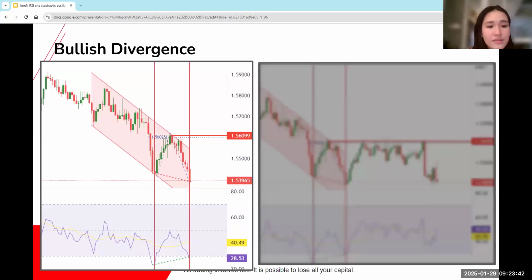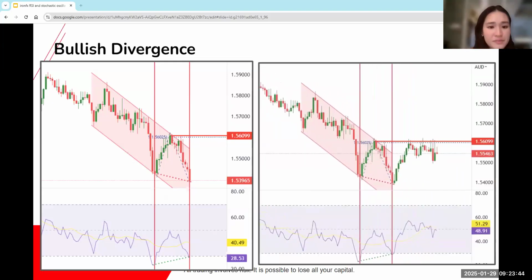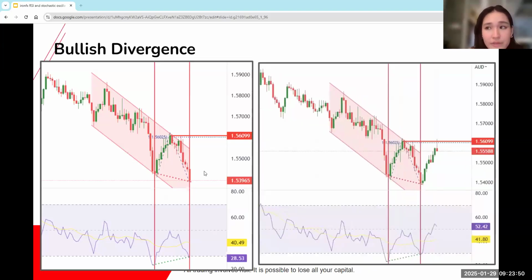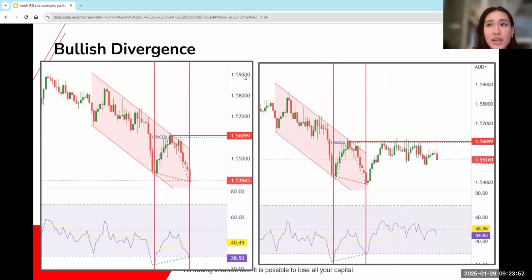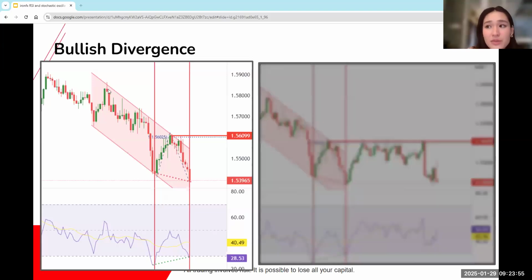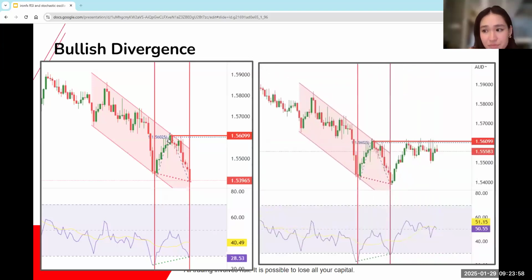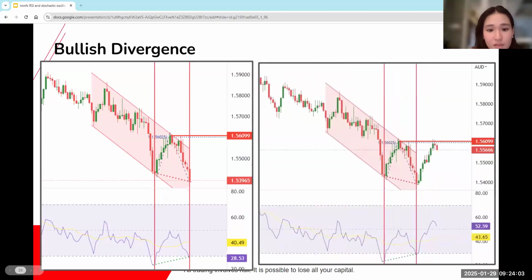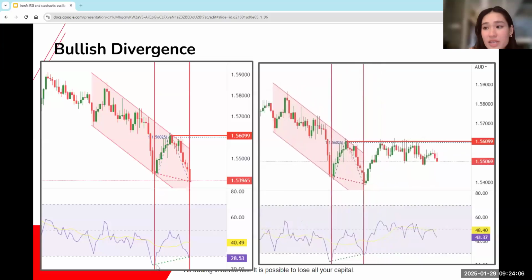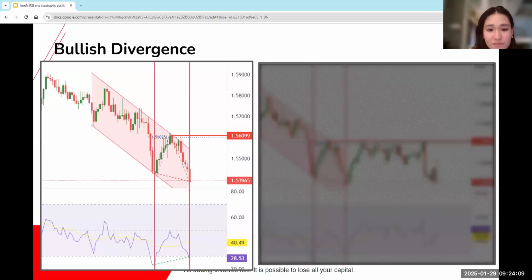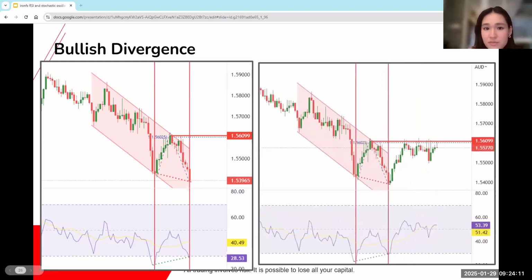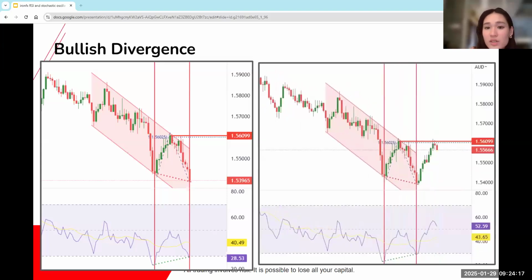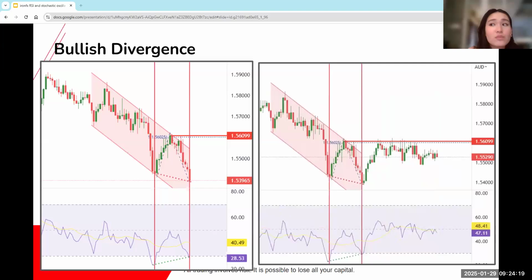Okay, here we have a bullish divergence example. If we take a look at the screenshot on the left first, prices are moving within this descending trend channel. Prices are making a lower low, and also RSI is giving us a higher low. Okay, so that is our divergence, our bullish divergence.